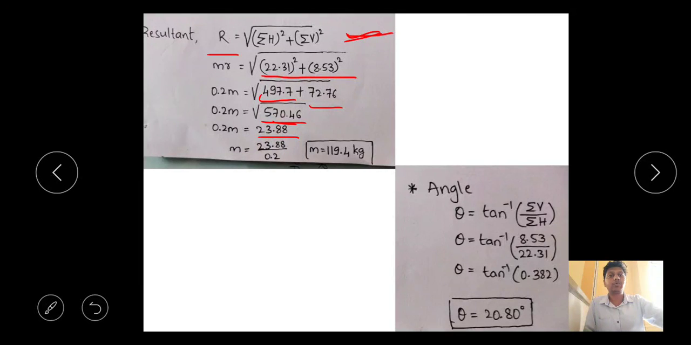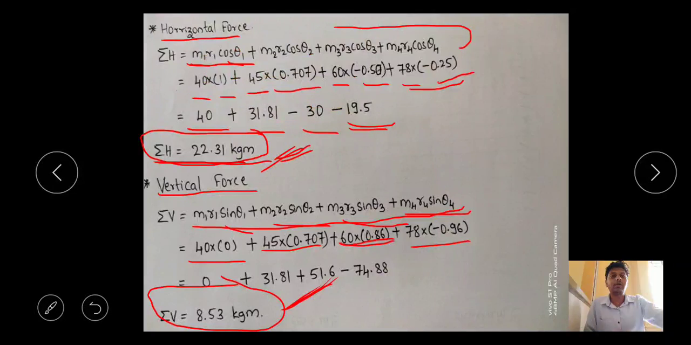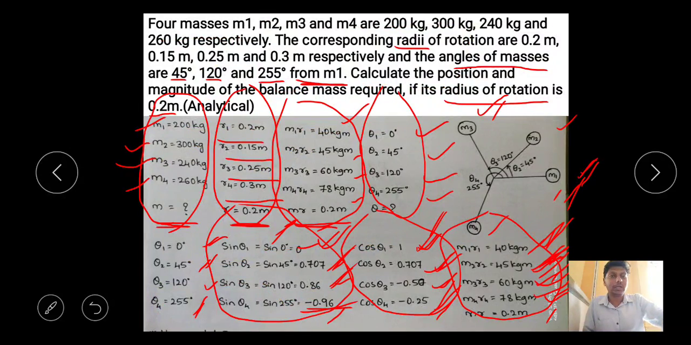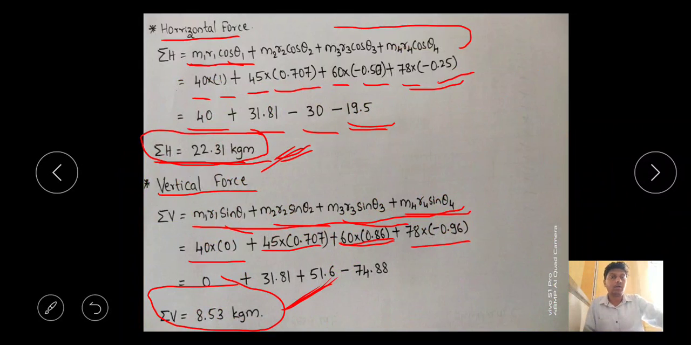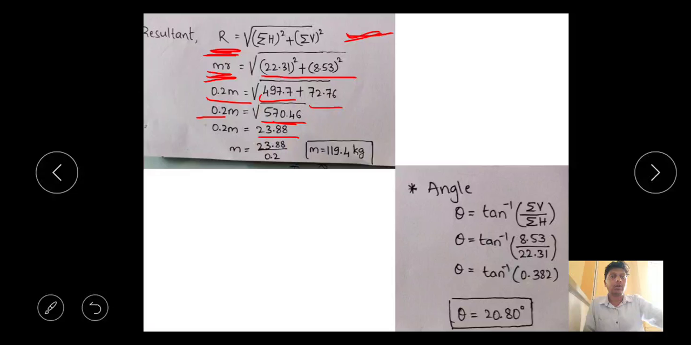Now the resultant is nothing but m into r. The resultant is also a force, it is the balanced force. So the resultant will be m into r. The m value you have to find. Now r is given here as 0.2. So last step, m into r is 0.2 m. So 0.2 m is equal to 23.88.